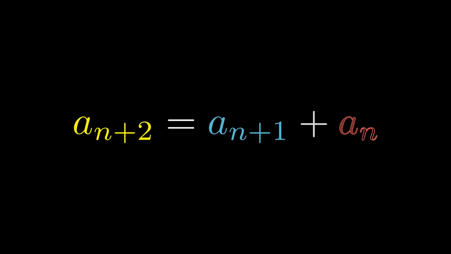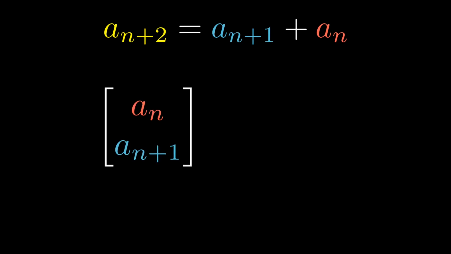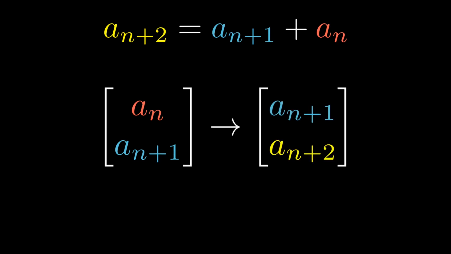Let's begin with the basic algebraic definition of the Fibonacci sequence, which asserts that term n plus 2 is the sum of the previous two. I'd like to write this in a slightly different way. Rather than looking at one number at a time, let's look at pairs of the form a sub n, a sub n plus 1. How can we move that pair one position forward in the Fibonacci sequence and get to a sub n plus 1, a sub n plus 2?